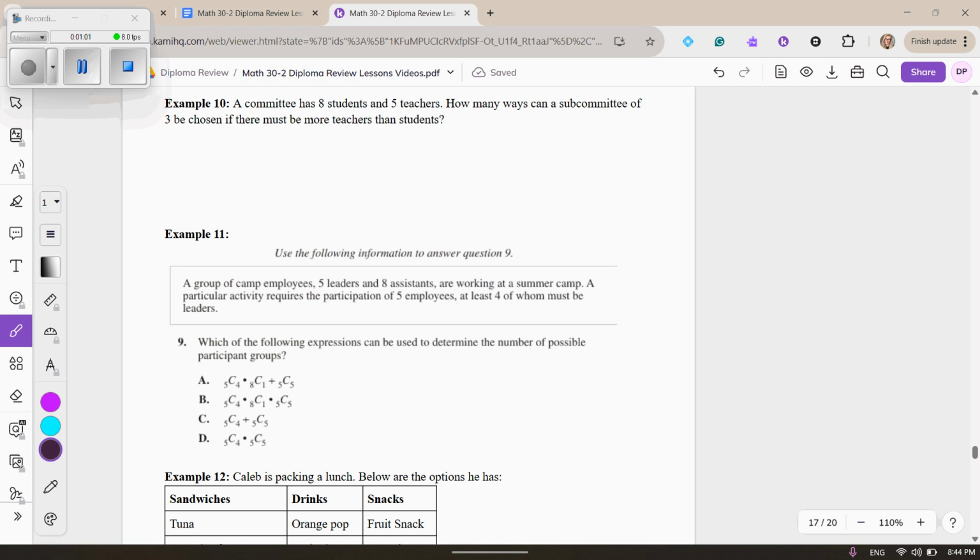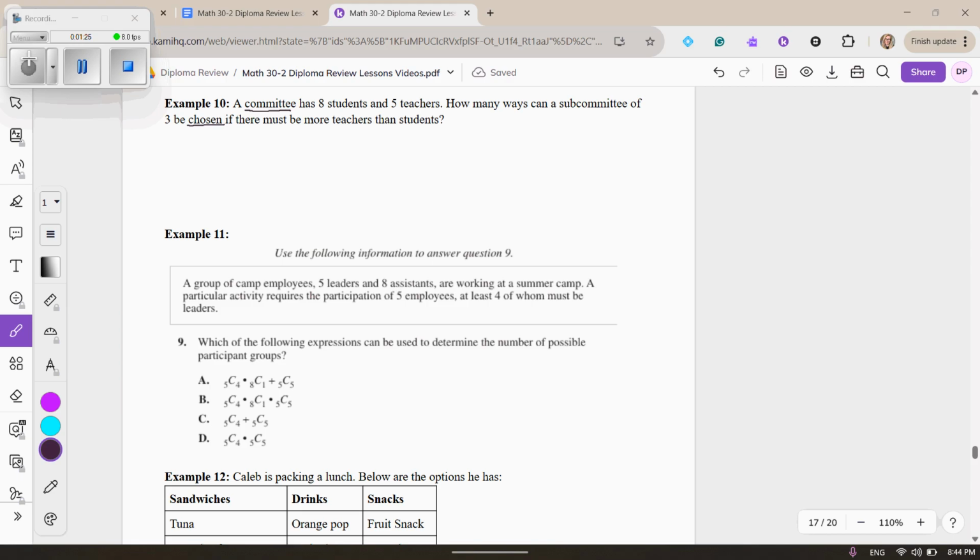So I noticed two things about the wording. First off, I see the word committee. Committee is a pretty big giveaway that we are going to be using combinations unless we are assigning roles within the committee. The second word that I see is the word chosen. So that tells us we will be using combinations to answer this question.